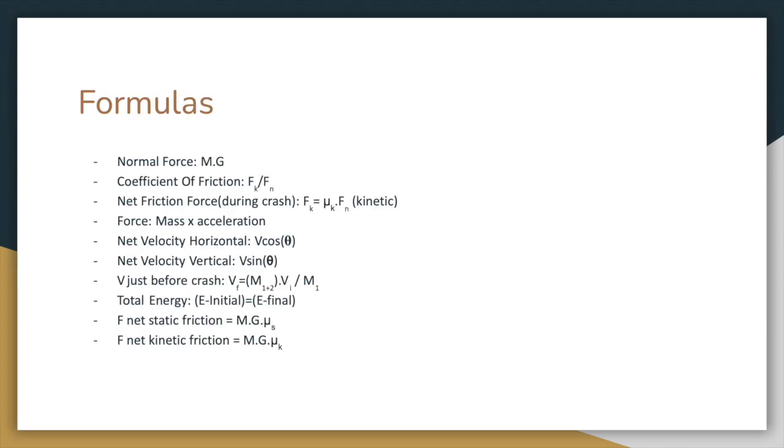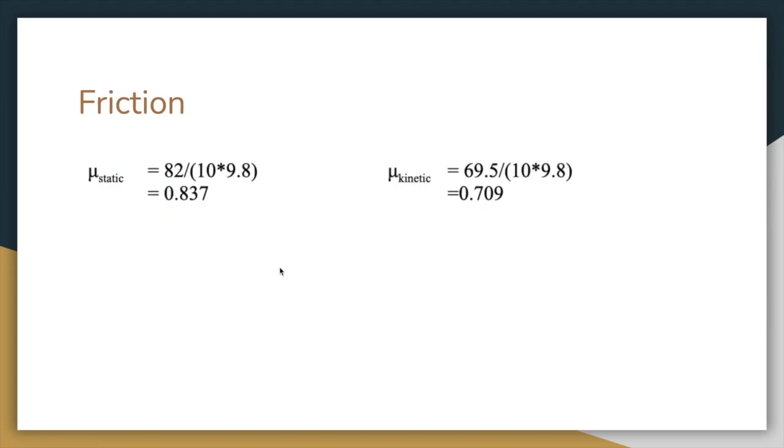The formulas we're going to utilise are the normal force, coefficient of friction, net friction force, net velocity, the total energy, the static friction and the kinetic friction. To find the static friction, we look at our dynamometer test and we can see that its peak pulling force in the static section is 82 newtons, which we then divide by the normal force, which gives us 0.837. We use the same formula when analysing the kinetic friction, where we get our peak in the kinetic section of the dynamometer test, 69.5, divided by our normal force again, which gives us 0.709.